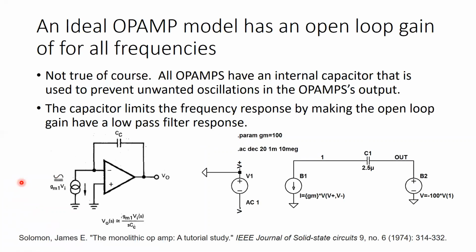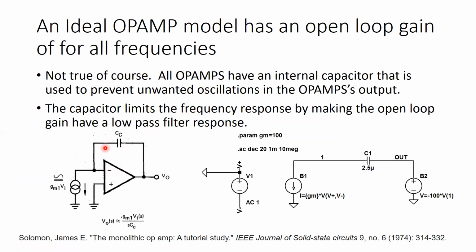So an ideal op-amp has open loop gain, and it's constant for all frequencies. Infinite, right? It's infinite at 1 hertz, it's infinite at a gigahertz. This isn't true.